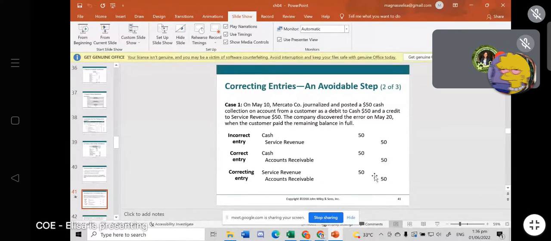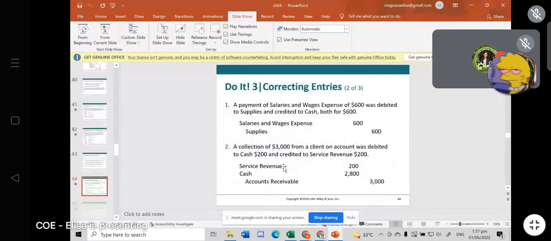So to correct the entry, you just debit service revenue, since that is the account that was wrong, and then credit accounts receivable. You could reverse the incorrect entry and then do the correcting entry, but that would require more entries to book. So to shorten it, you just make a correcting entry.